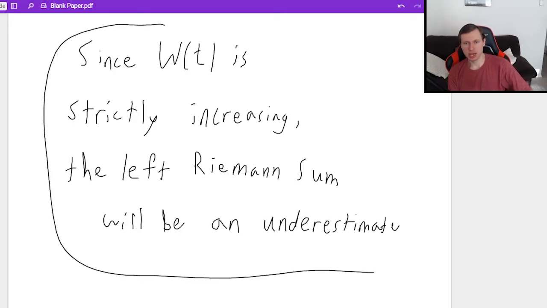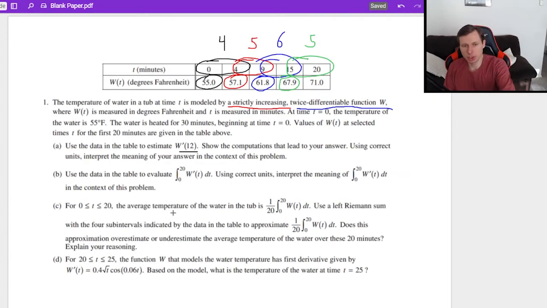And that's all you need to say for your justification. And there's still one more part, part D. For 20 less than or equal to t less than or equal to 25, the function w that models the water temperature has first derivative given by that function right there. Based on the model, what is the temperature of the water at time t equals 25?